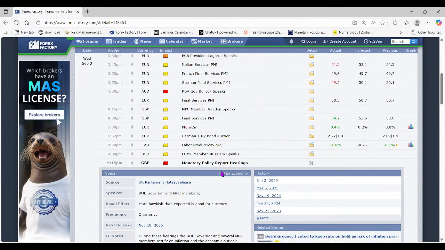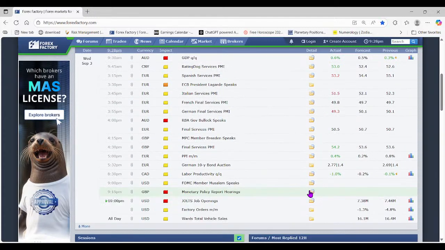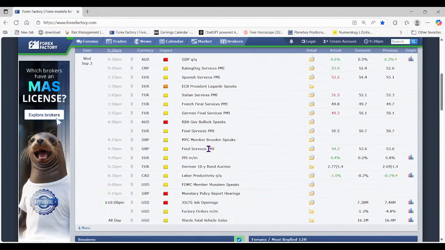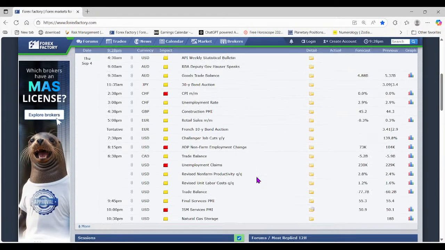Anyway, now we look into today. This is the data, and tomorrow we have unemployment claims and ISM services PMI from the US and ADP non-farm employment change. So let's move on to our live trades.